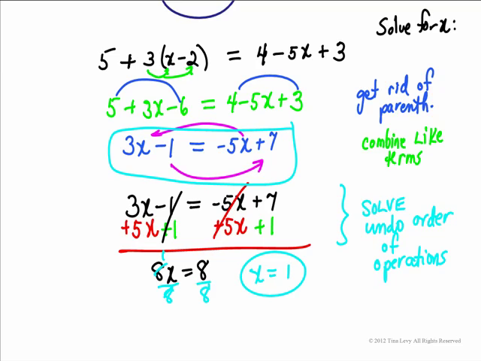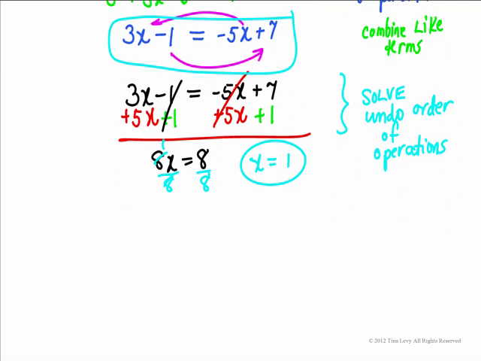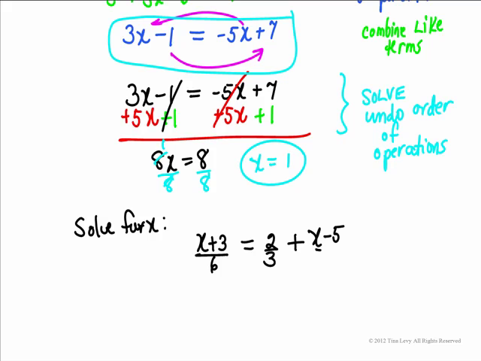We're going to do another problem. This one involves fractions, and I'm going to have you solve for x. And the equation is (x + 3)/6 = 2/3 + (x - 5)/4. We're going to solve this equation for the variable x.